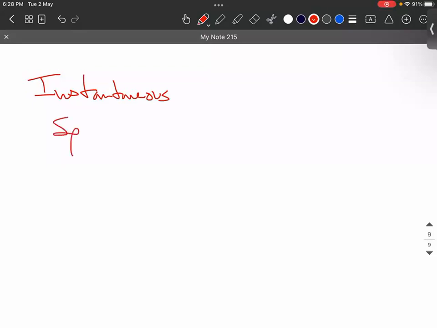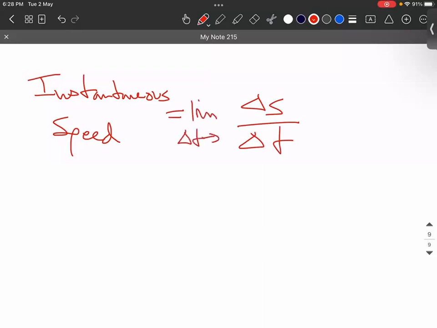Instantaneous speed, in a similar way, what can we define it as? Delta S by delta T, and what will come out here is a limit. We are limiting delta T to 0. Is this much clear to you guys? Okay, so we will go further.